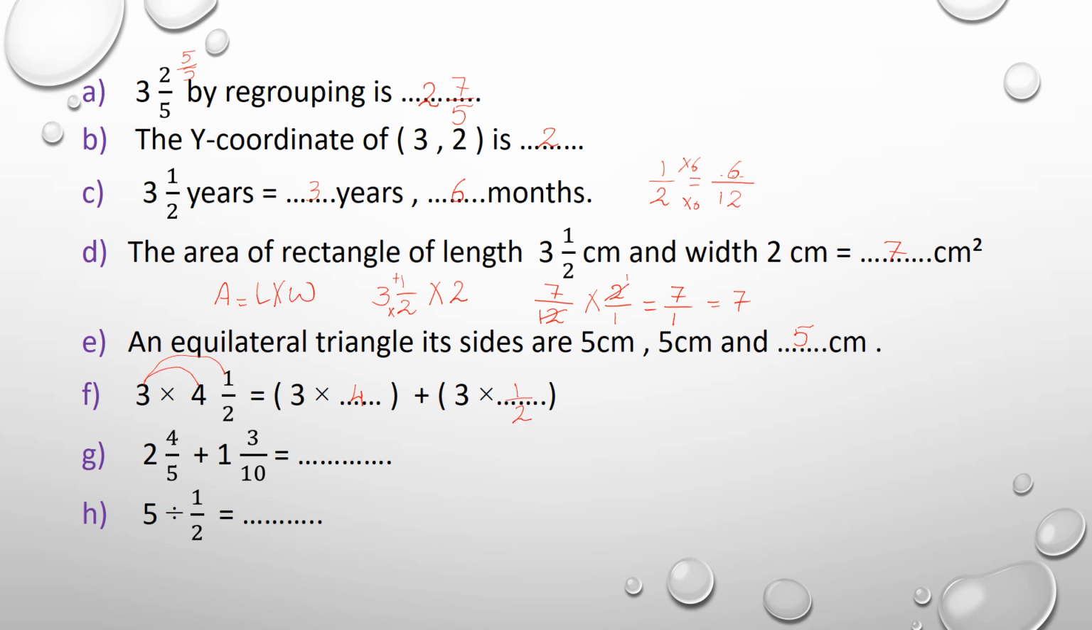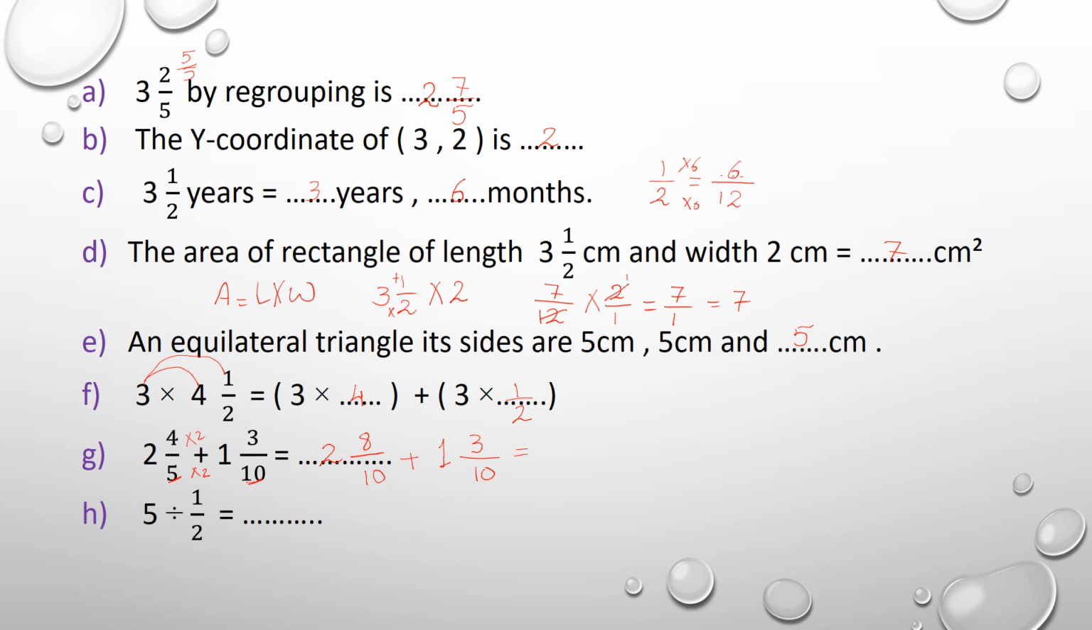2 and 4 over 5 plus 1 and 3 over 10. Look at the denominators here, 5 and 10. The smallest common denominator between 10 and 5 is 10. So I'm going to change the first mixed number by multiplying by 2 up and down. I'm going to write the example again. 2 and 4 times 2, 8, over 5 times 2, 10, plus 1 and 3 over 10.